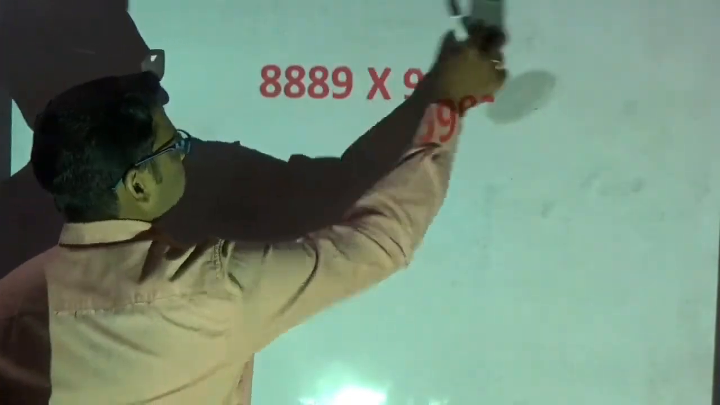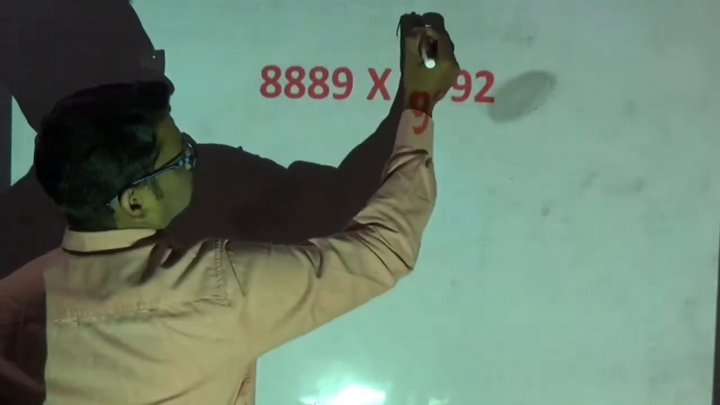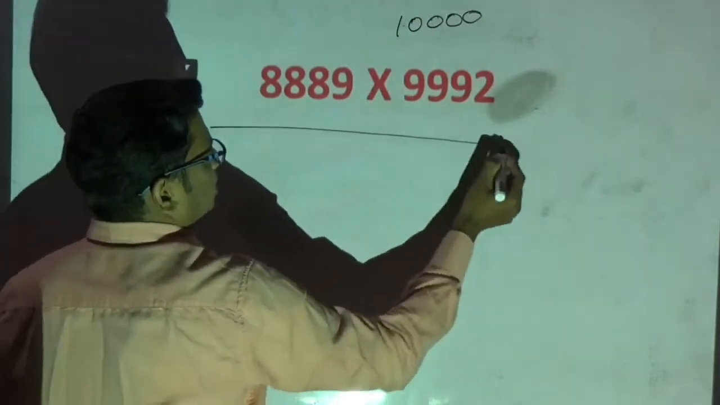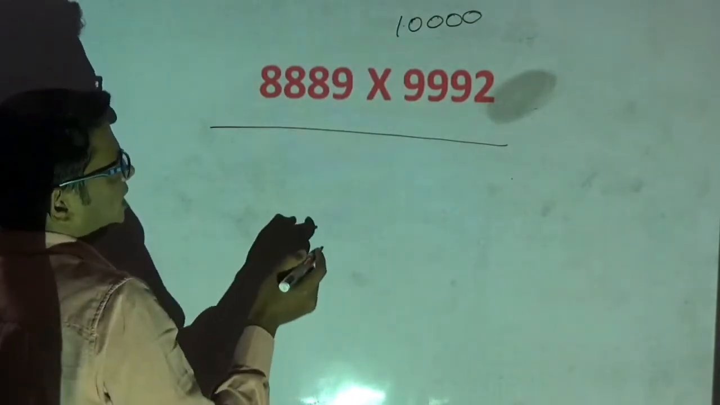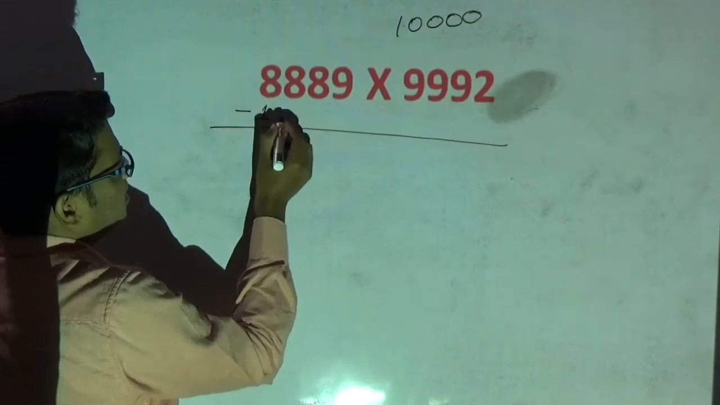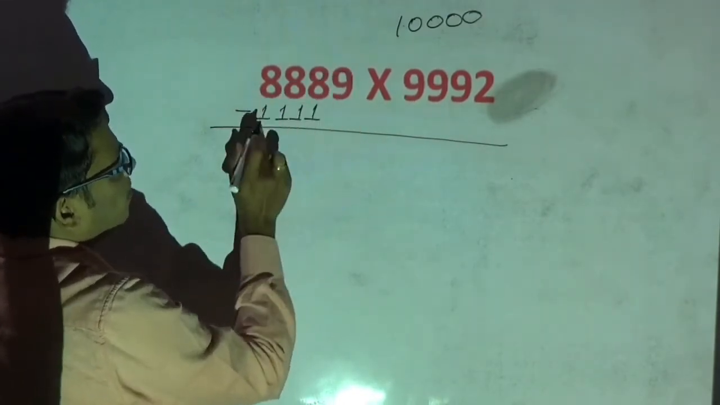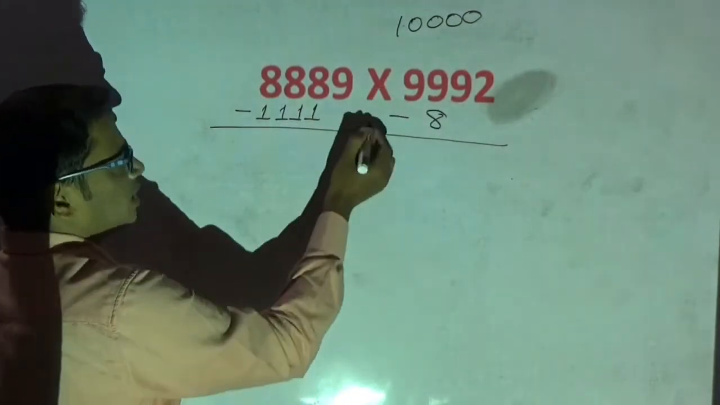Now you observe here. These two numbers are near to 10,000. The base is what? 10,000. Now you observe, this is below by how much compared to your 10,000? Now you apply the all by 9, last by 10 technique. 9 minus 8 is 1, 9 minus 8 is 1, 9 minus 8 is 1, 10 minus 9 is 1. This is below by 1, 1, 1, 1. So this is below by how much? Just below by 8. So you can do cross subtraction.